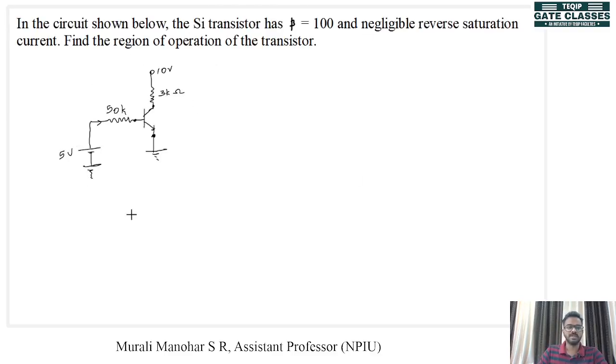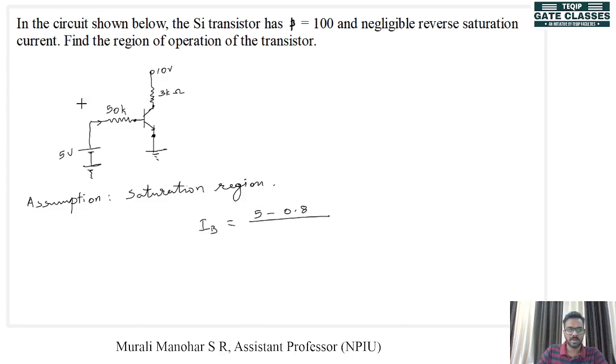Here also there is a similar figure, but only the resistance has changed. Okay, again our assumption is that this transistor is in saturation region. Okay, so what will be IB? IB will be equal to 5 minus VBE sat, which is 0.8 divided by the resistance, which is 50K. Now what will be the value of IB? This is 84 microampere.